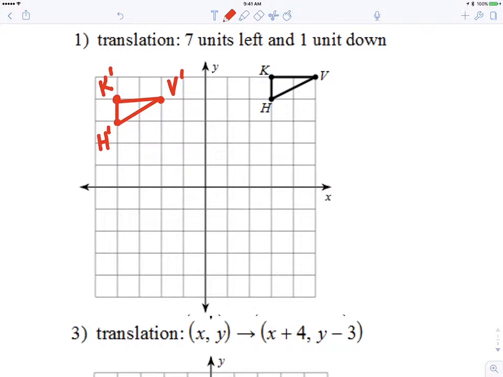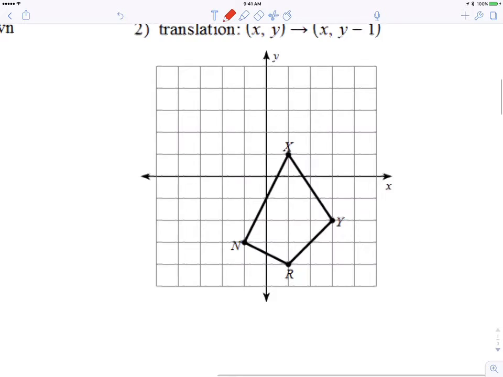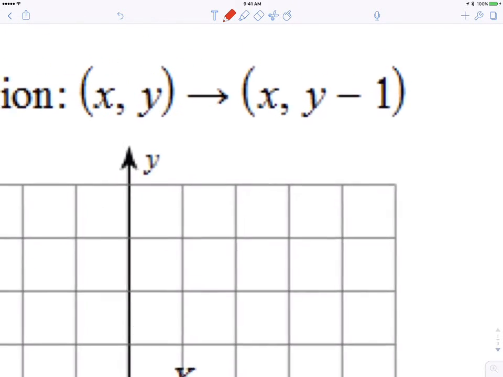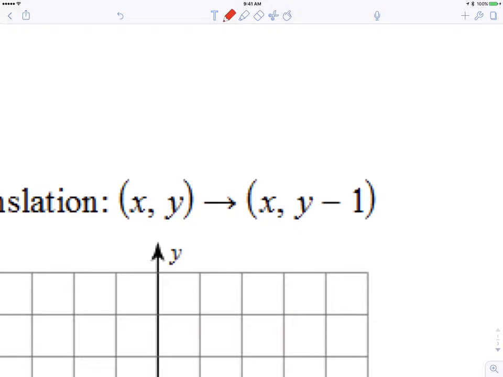A lot of times students will forget to connect those dots, but remember that you're not just translating the points, you're translating the entire object. Okay, number 2. Now here the translation is given to us in function form. So let's see what this means.